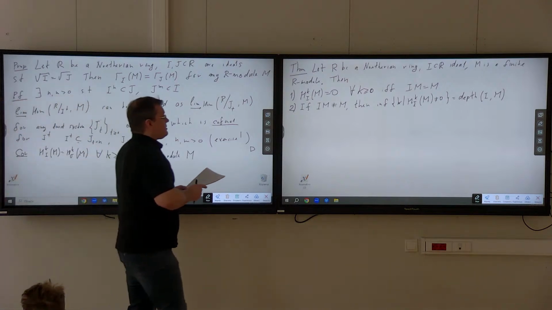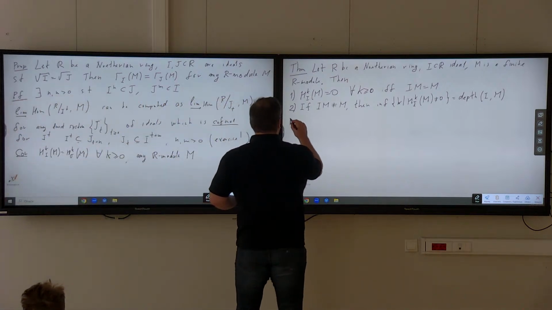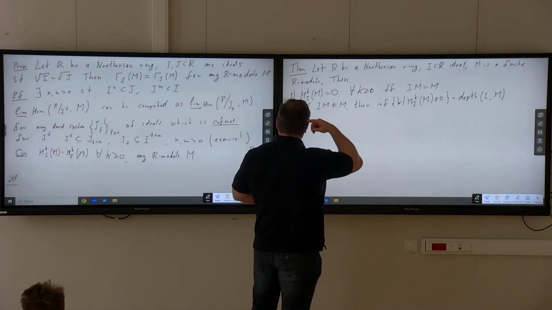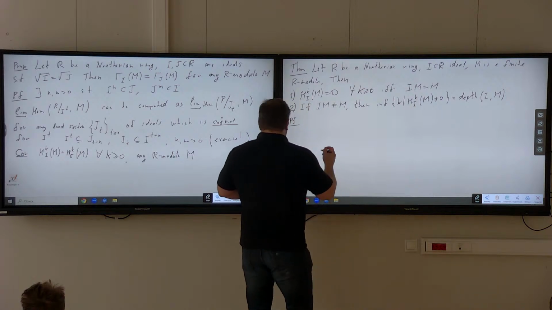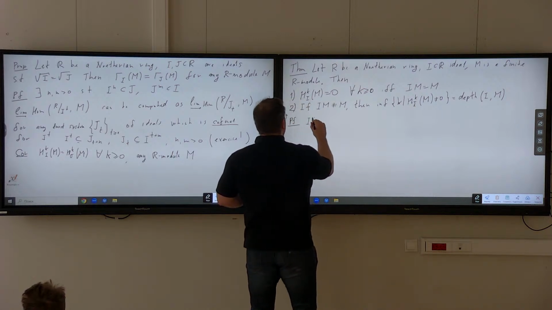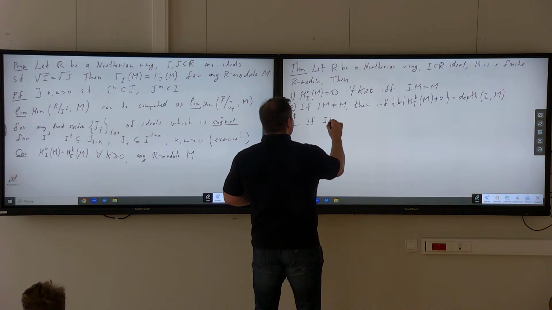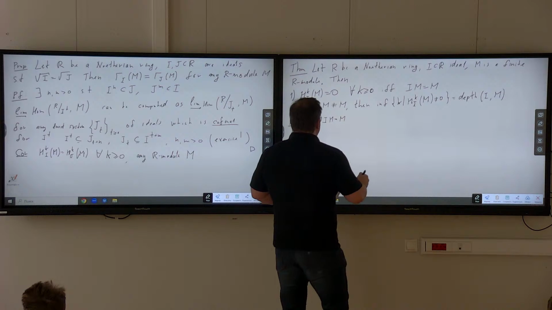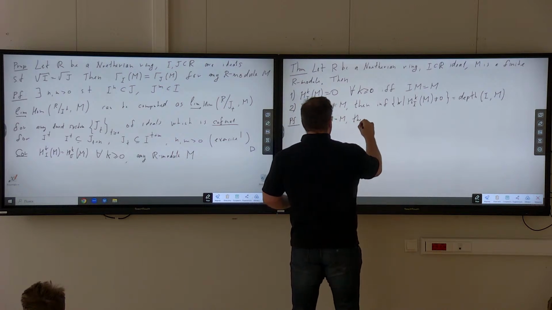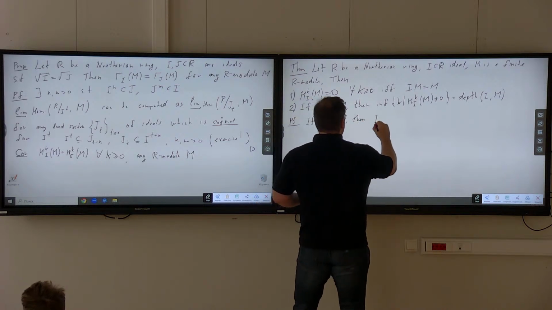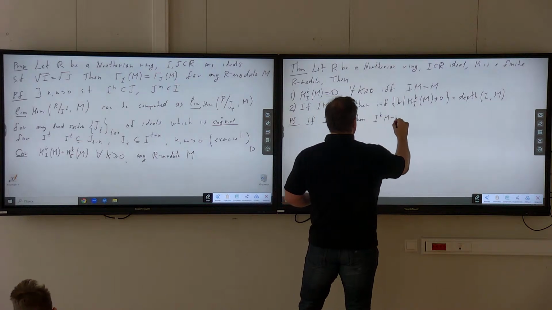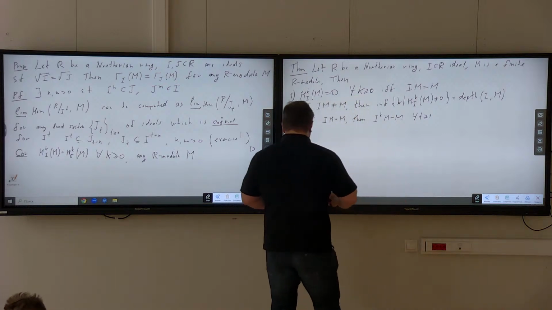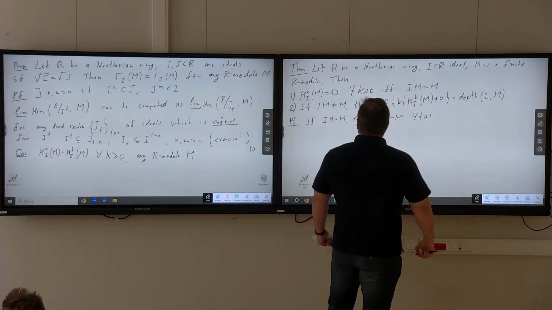Now let's deal with this lower bound at the depth. Well, let's assume, first of all, that Im is equal to M. If this is the case, I can say that I^t M is equal to M for any t which is at least 1, just by induction.